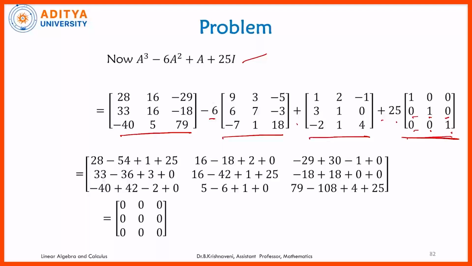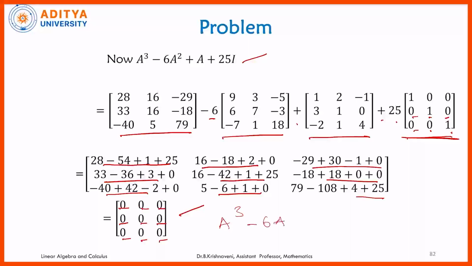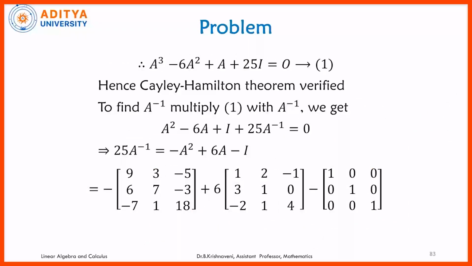Now perform the simplification. After simplifying, we got the zero matrix, given by 0 0 0, 0 0 0, 0 0 0. So therefore, a cube minus 6a square plus a plus 25I is equal to 0. That says the theorem is verified, which is the Cayley-Hamilton theorem is verified. Let us take this as equation number 1.